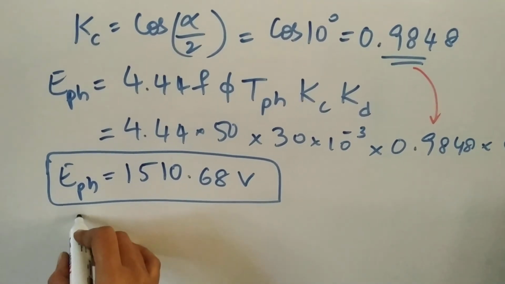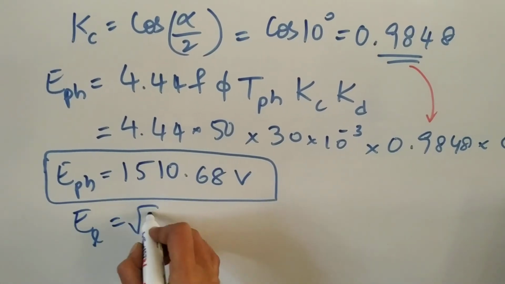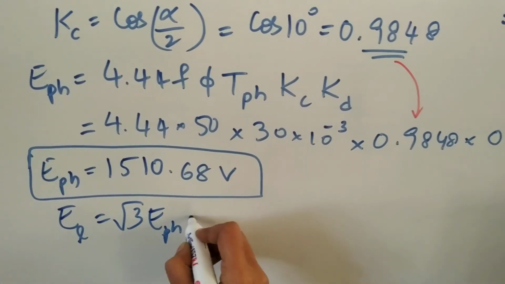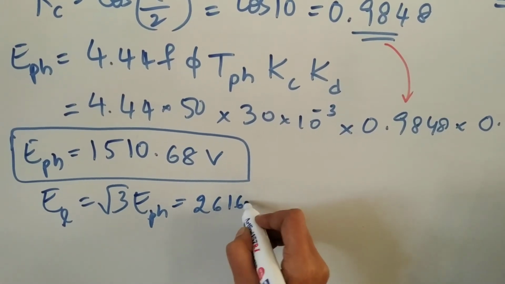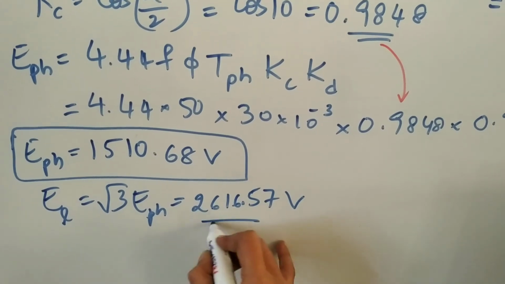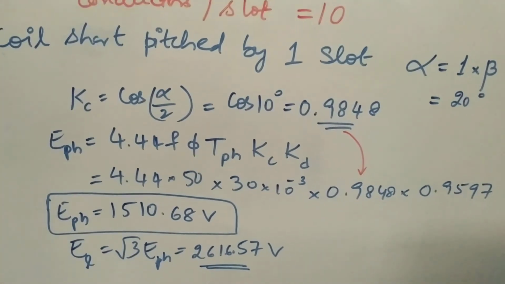Similarly, as in the previous case, how you found the E line voltage, E line can be solved as E line is equal to root 3 into E phase. So that value results with 2616.57 volts. So this is how we can solve the second sub question.